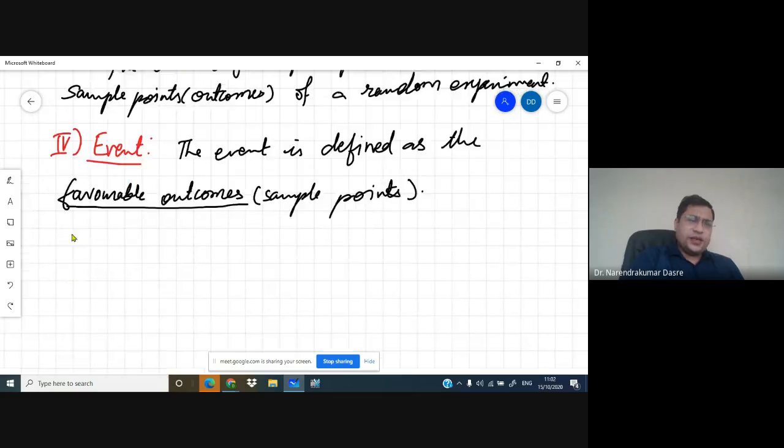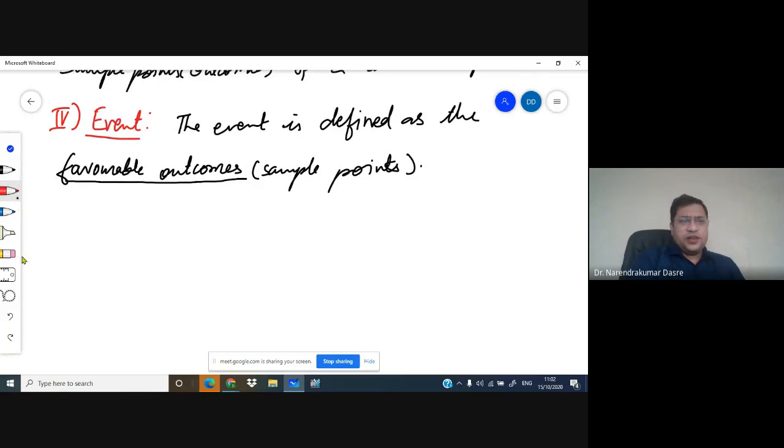As I said, there are different types of events. If I get nothing, then we call this a null event. If I get something, then it is a proper event. If I get all the points, then it is nothing but a sample space. Now, once I am able to define the favorable outcome and the event, then I am able to define the probability of this event.